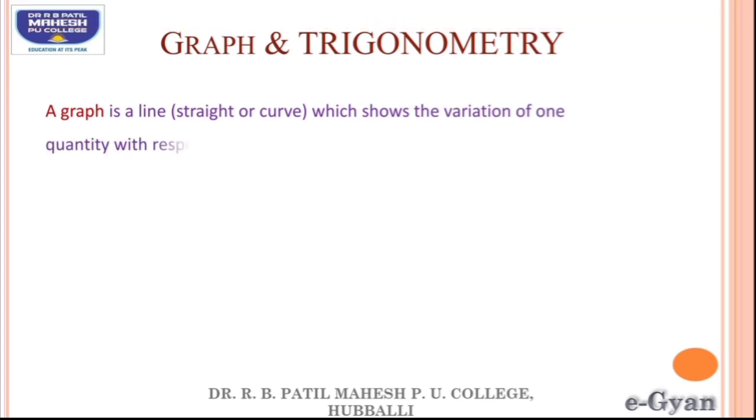Definition of graph. A graph is a line which shows the variation of one quantity with respect to another. The line may be straight or it may be curved. It is a diagrammatic study of variation of one quantity with respect to another one.